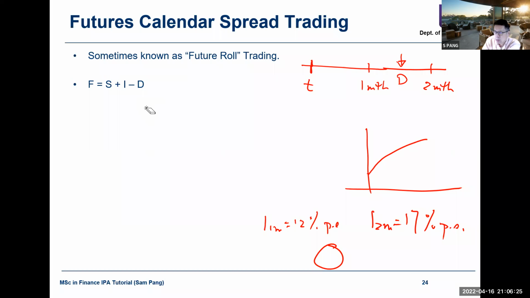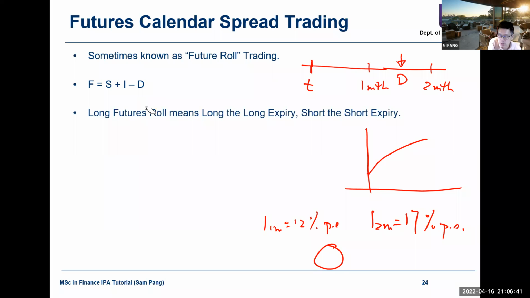Now, is everyone okay with that? So the futures price, I'm not going to derive that. I mean, you know that by now. You've been told 17 times how this comes about. When you trade a strategy called futures calendar spread or futures roll, it can be long or you can be short.